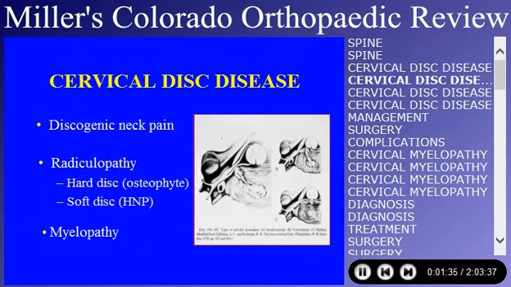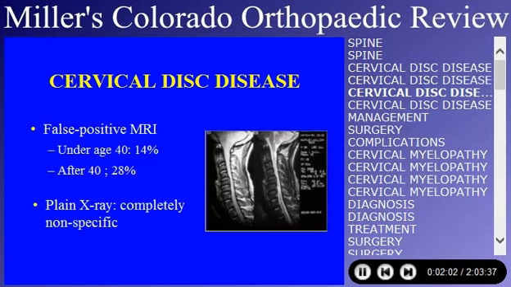One is discogenic neck pain, consisting primarily of axial neck pain, radiation maybe into the trapezii. The next is radiculopathy, pain down a dermatomal distribution, and that can be from a hard disc, like an osteophyte, and a soft disc, like a true disc herniation. Those terms, hard disc and soft disc, you don't see quite as often as you used to, but some people still use them. You'll see them in the literature. And the final is myelopathy, dysfunction of the spinal cord.